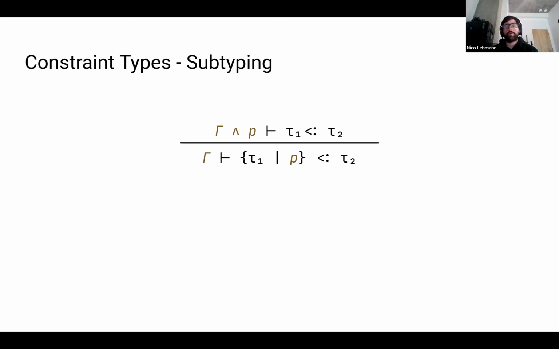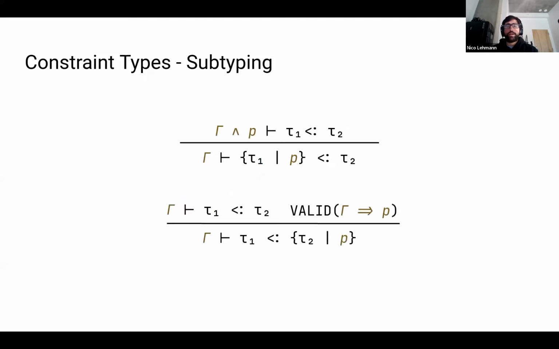If you have a constraint type on the left, then you can assume the predicate and put it in your environment. And if it is on the right, then you have to prove it. So they allow us to encode assumptions, and you can think of them like preconditions or postconditions in normal program logic, if you wish.